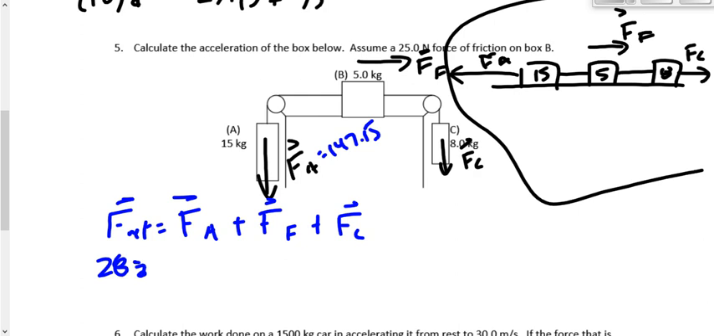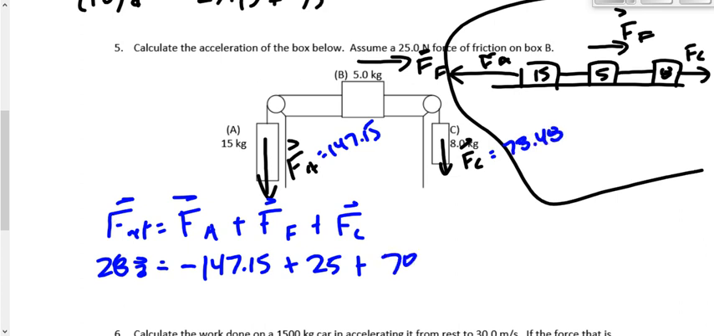28 times the acceleration is equal to negative 147.15 because it's to the left. Friction is positive 25 because it's to the right. And FC is 8 times 9.81, which is 78.48. And it's positive. Despite the fact that it's gravity, it's positive because in my diagram up here it's acting to the right. FA, left, FF, right, FC to the right: negative, positive, positive. Combine those terms, divide by 28, and we get an acceleration here of negative 1.6 meters per second squared.